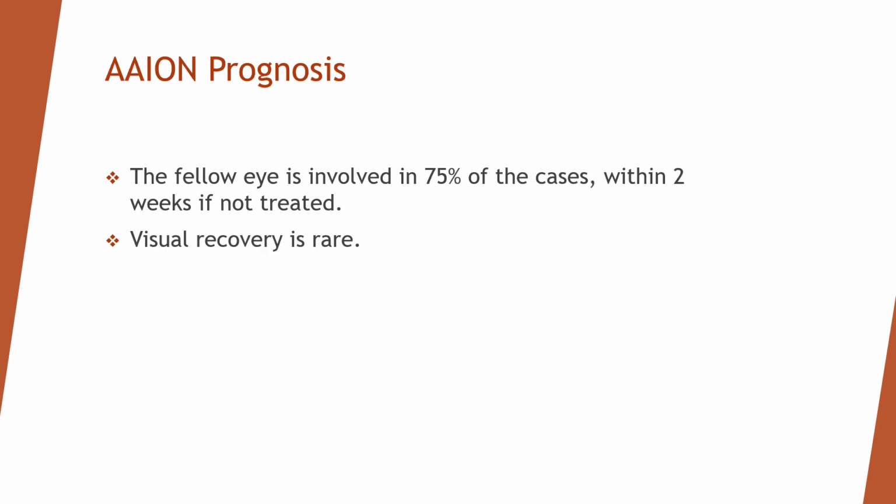Unfortunately, AAION has quite a bad prognosis. The visual recovery is rare, and the treatment will hopefully prevent the progression of the visual impairment. And the fellow eye is also involved in 75%, three-quarters of the cases, and if not treated, as quickly as within 2 weeks.